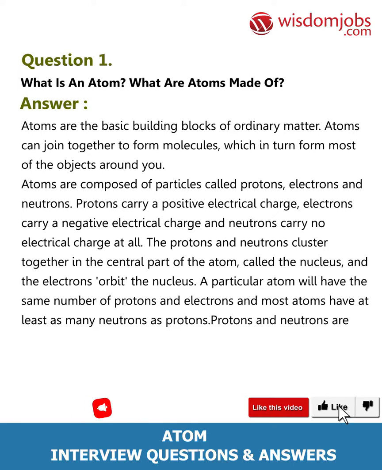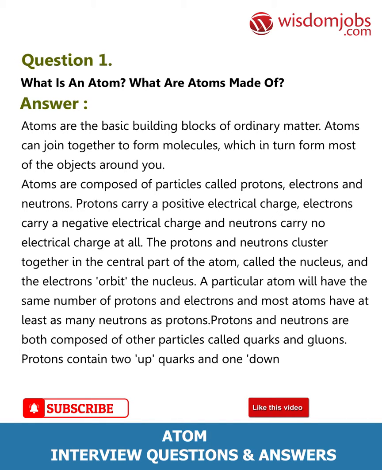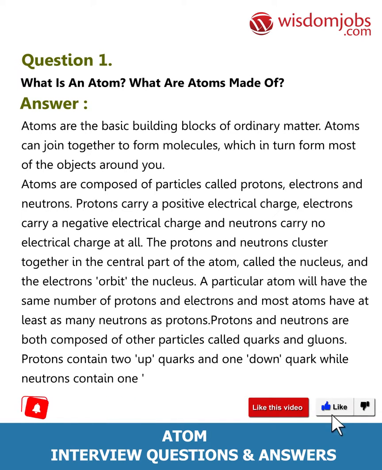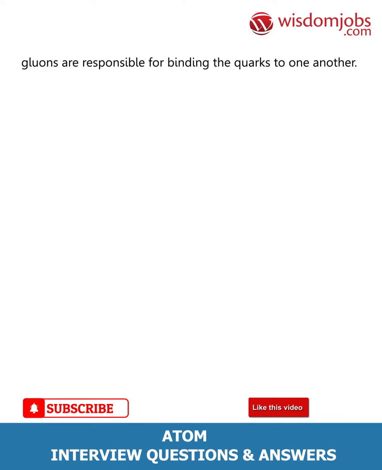Protons and neutrons are both composed of other particles called quarks and gluons. Protons contain 2 up quarks and 1 down quark, while neutrons contain 1 up quark and 2 down quarks. The gluons are responsible for binding the quarks to one another.